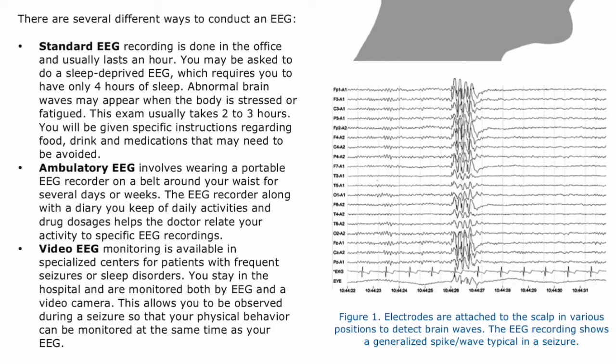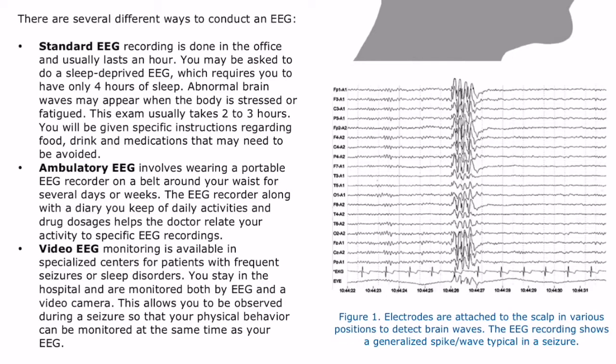The exam usually takes 2 to 3 hours in total, through the hookup and the takeoff of the equipment, plus actually measuring your brain waves. And there's another type of EEG called ambulatory EEG, which involves wearing a portable EEG recorder on a belt around your waist for several days or weeks. The EEG recorder, along with a diary you keep of daily activities and drug doses, helps the doctor relate your activity to specific EEG recordings.